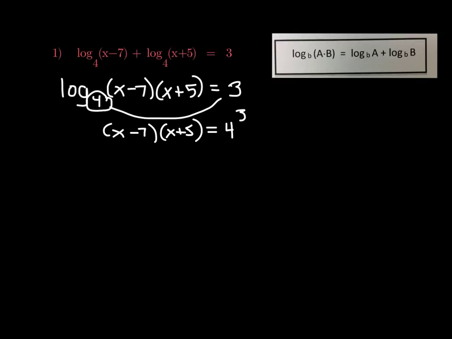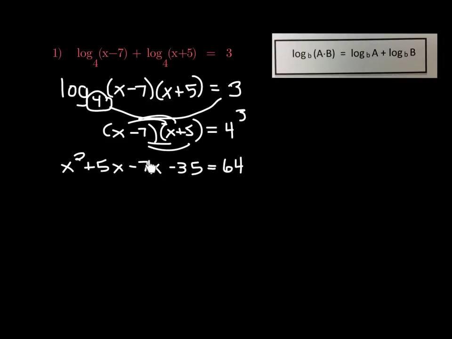So to solve this, we would just double distribute, right? So that would give us x squared plus 5x minus 7x minus 35. And then 4 to the third is just 64. Okay, so now we know in order to solve this equation, since there's an x squared, we want to get this side of the equation set equal to 0.